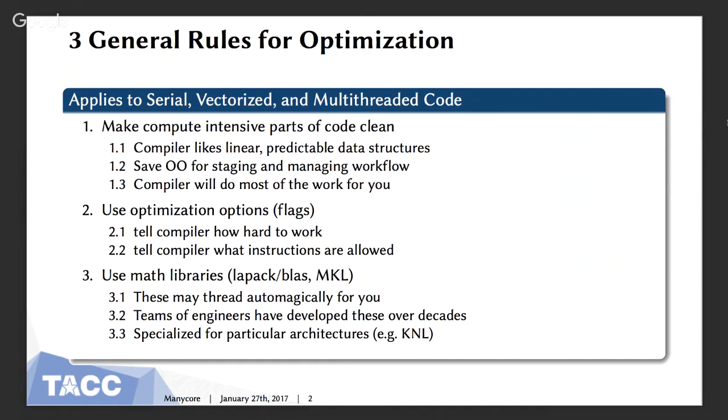There are two main additional components to this. You want to use optimization flags, and these give the compiler a sense of how hard it needs to work. It also tells the compiler what instructions are allowed. So in the last section, we talked about all the different vector instructions possible, AVX, AVX2, etc. These flags tell the compiler what instructions it's allowed to use. And as I mentioned before, you want to take advantage of the math libraries that are out there. People have worked a lot of time to make these run well.